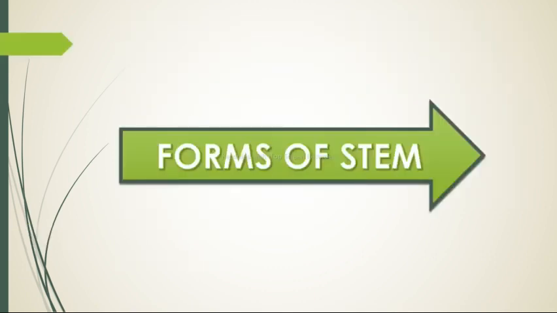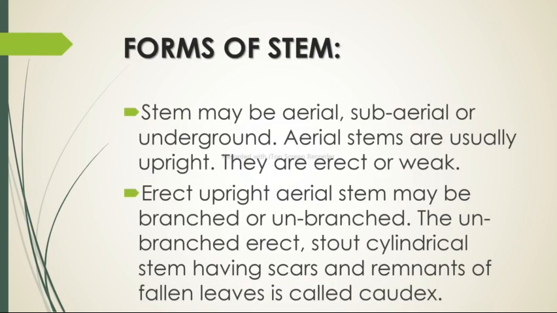Next I am going to discuss the forms of stem. So stem may be aerial, subaerial or underground. Aerial stems are usually upright. They are erect or weak. Erect, upright, aerial stem may be branched or unbranched. The unbranched, erect and stout, cylindrical stem having the scars and remnants of the fallen leaves is called the caudex.